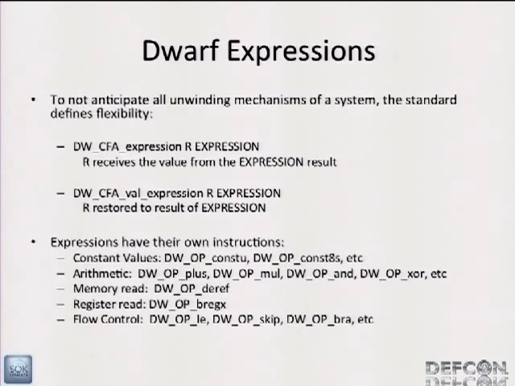So expressions have their own instructions. This is sort of a sub-instruction set inside the basic Dwarf instruction set. And this is where we really get our power. It's a stack-based machine, similar to an RPN calculator. The stack is just composed of words. We can push constants on the stack, perform arithmetic on the stack, dereference memory and push the result on the stack, and read from registers. We can set up conditionals and then branch based on the output of those conditionals.